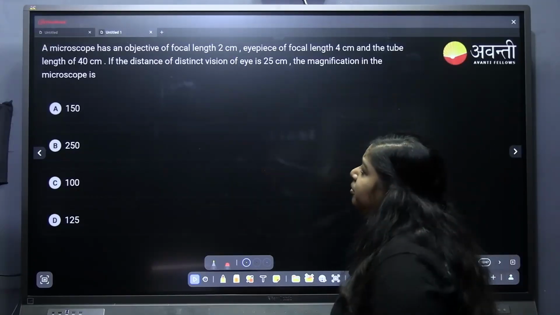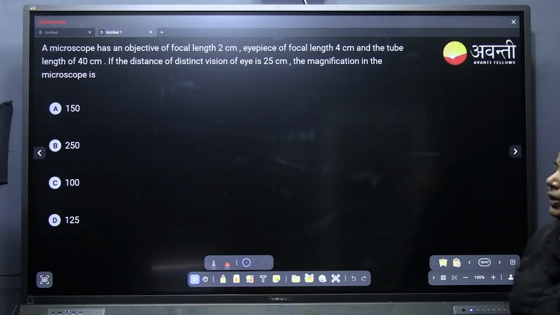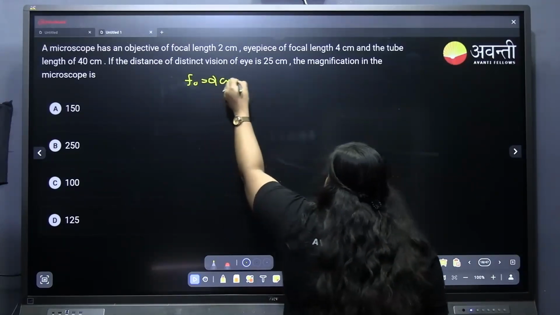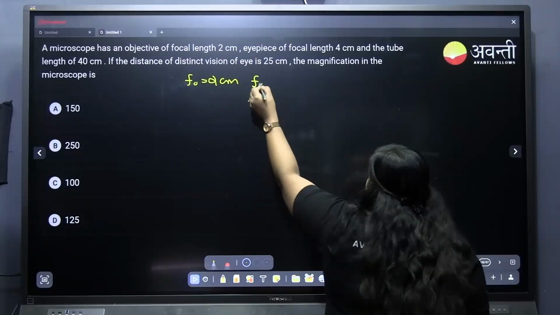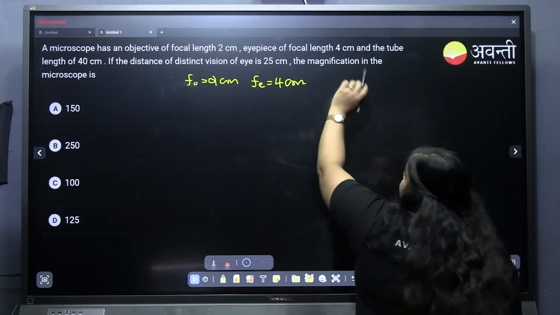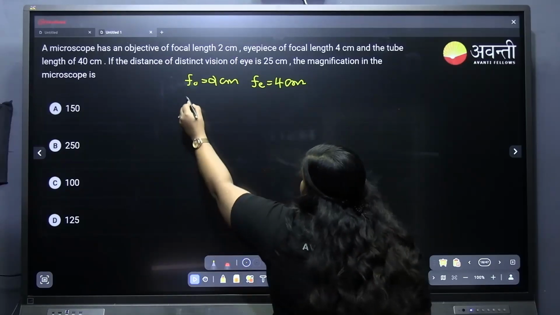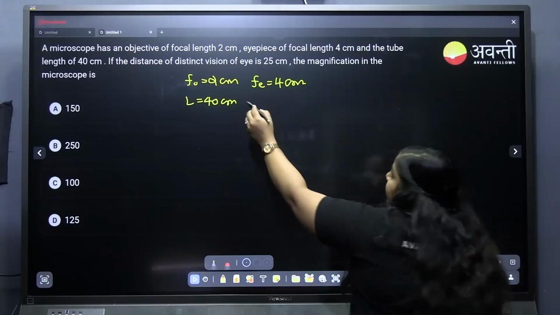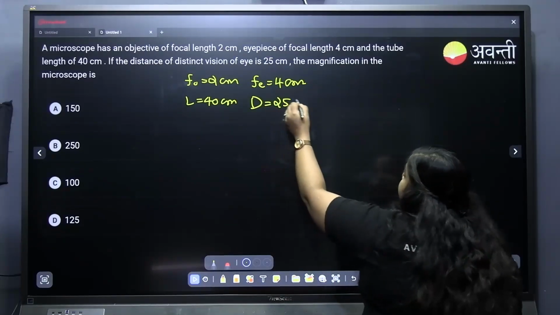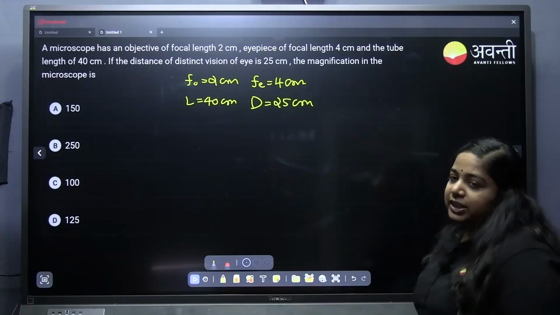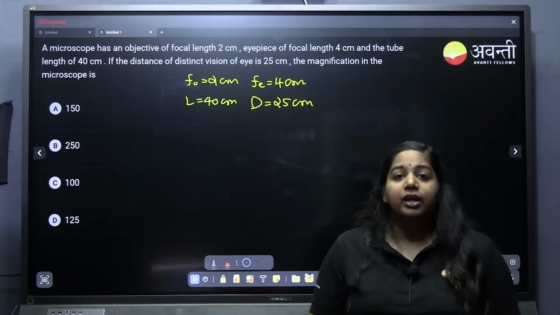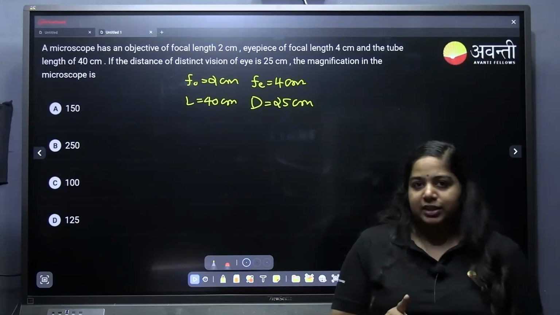Going to the PYQs, first question. It is from 2025. A microscope has an objective focal length FO equal to 2 centimeter, eyepiece focal length FE equal to 4 centimeter, and the length of the tube is 40 centimeter. The distance of distinct vision, near point, is equal to 25 centimeter. We need the magnification of the microscope. They haven't mentioned whether it is normal adjustment or anything.